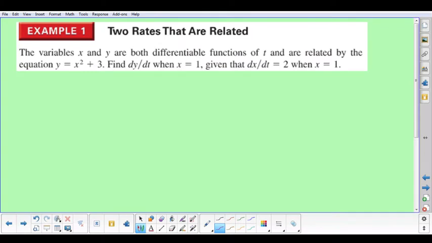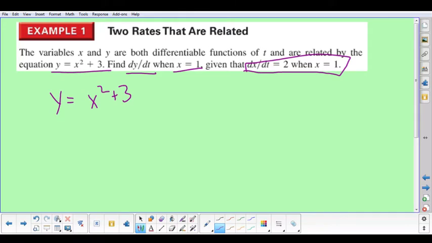So let's take an example from the book. The variables x and y are both differentiable functions of t, time, related by the equation y equals x squared plus 3. I want to find dy/dt when x equals 1, given that dx/dt equals 2 when x equals 1. So let's take that equation, y equals x squared plus 3. I'm going to differentiate that with implicit differentiation with respect to t. So derivative of y with respect to t, d/dt of the whole thing, just like we did in the last problem.